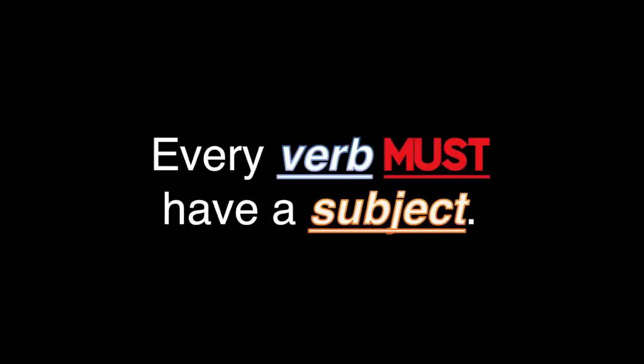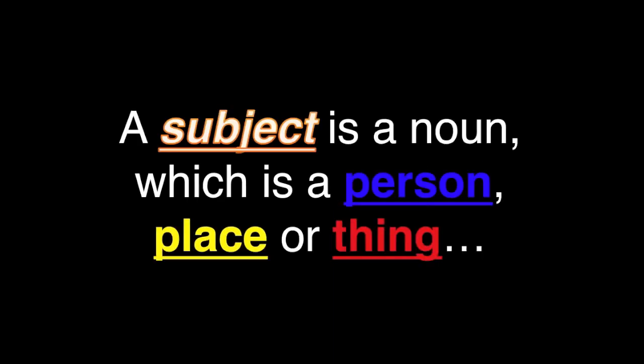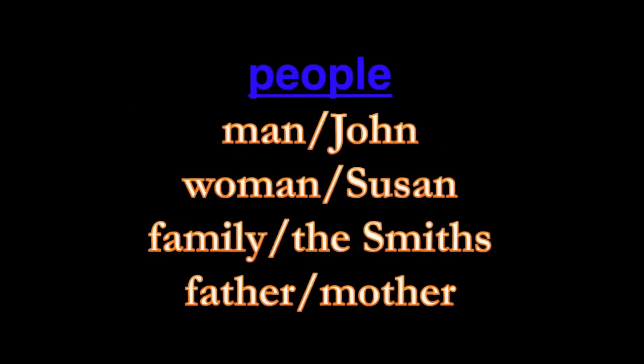Rule number 2. Every verb must have a subject. What is a subject? A subject is a noun, which is a person, place, or thing. Some examples of people are man, John, woman, Susan, family, the Smiths, father, mother.